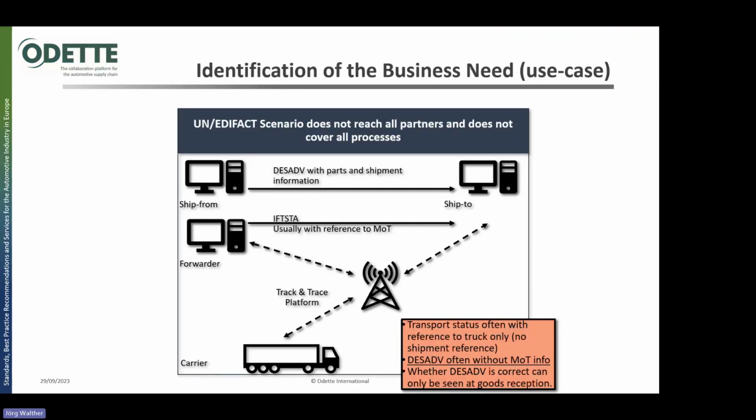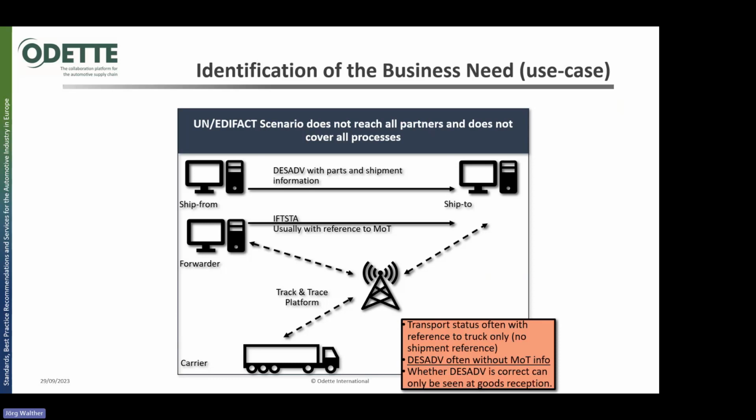One use case, a business case, that we have identified is as follows. Delivery advice notes are usually exchanged between suppliers and their customers, in which the information on the parts contained in a shipment is also transferred. Ideally, information is also provided on which means of transportation this shipment was loaded onto. The customer, the recipient of the goods, then has the relevant information. However, it is often the case that this information is either missing or incorrect.